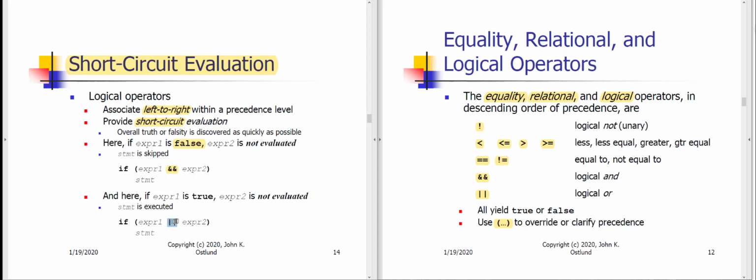On the other hand, with OR, if we discover that the first expression is true, there's no point evaluating the second expression because true or anything is going to be true. All right, so if we discover that expression 1 is true, we just immediately evaluate the statement within the if. We don't bother to go on and evaluate expression 2 at all.